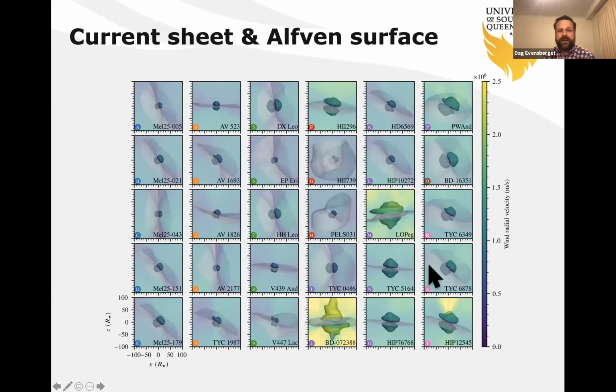So here are the 30 stars after the models have been run. Again, we can see some trends here. In general, we have these two-lobed Alfven surfaces.